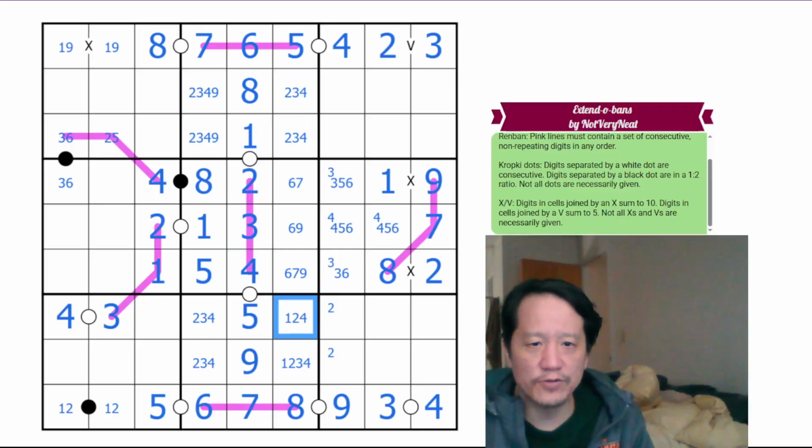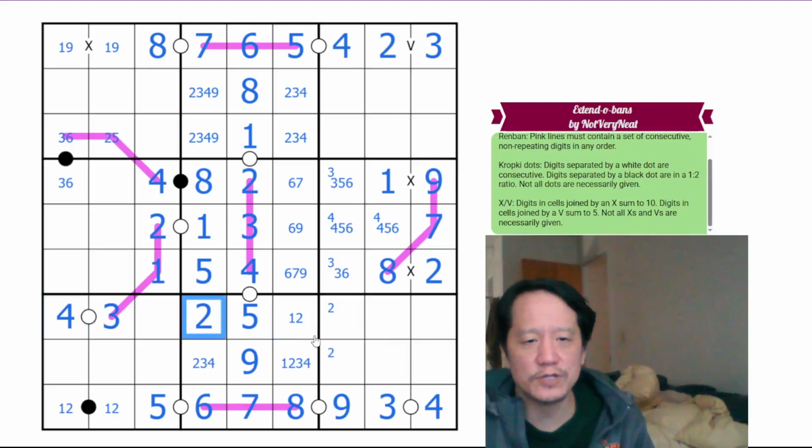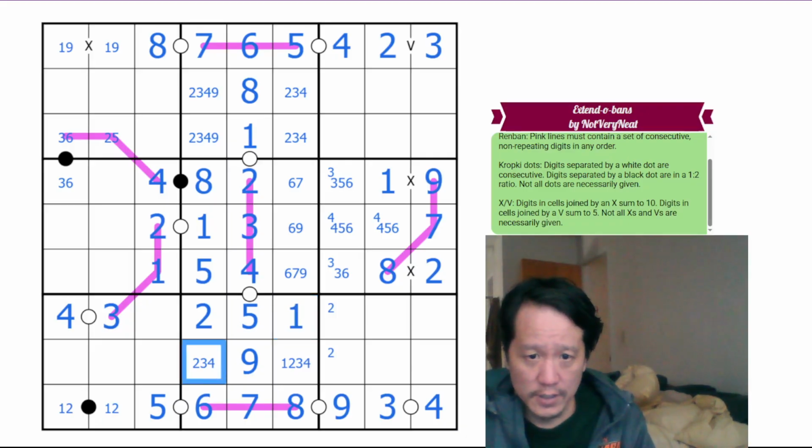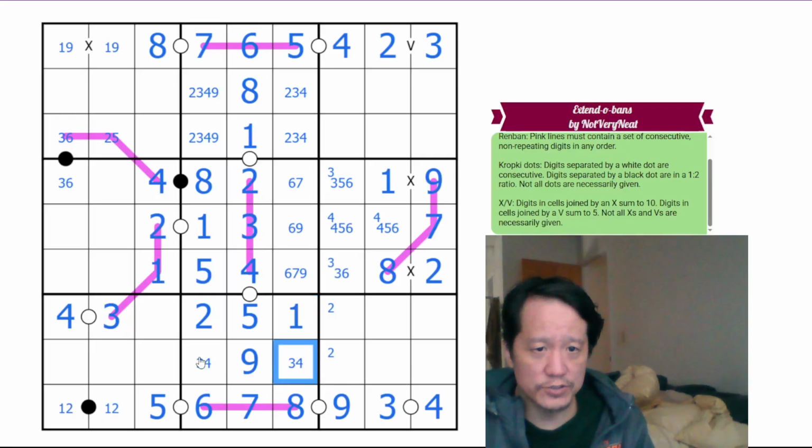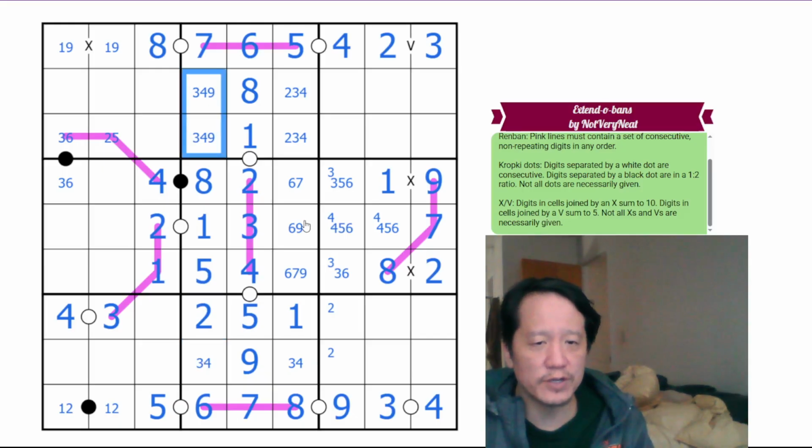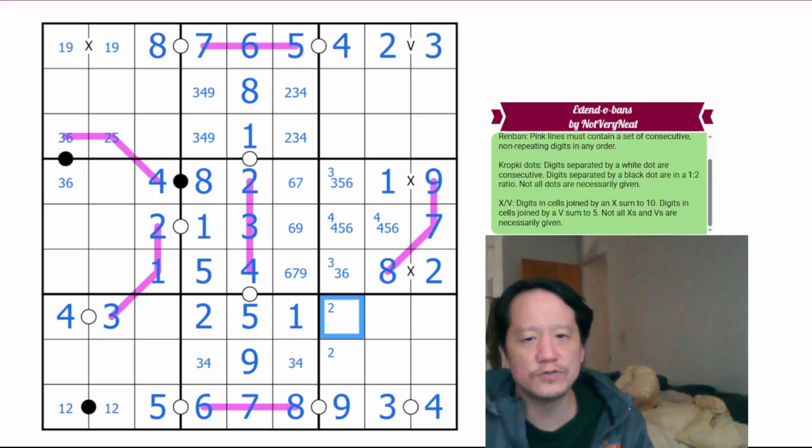This can't be 3 or 4 because of 3 or 4 in the row. So that's 2. This is 1. That makes this not 2. No 1 or 2 here. 2 eliminates 2 from being there, and 2 eliminates 2 from being here.